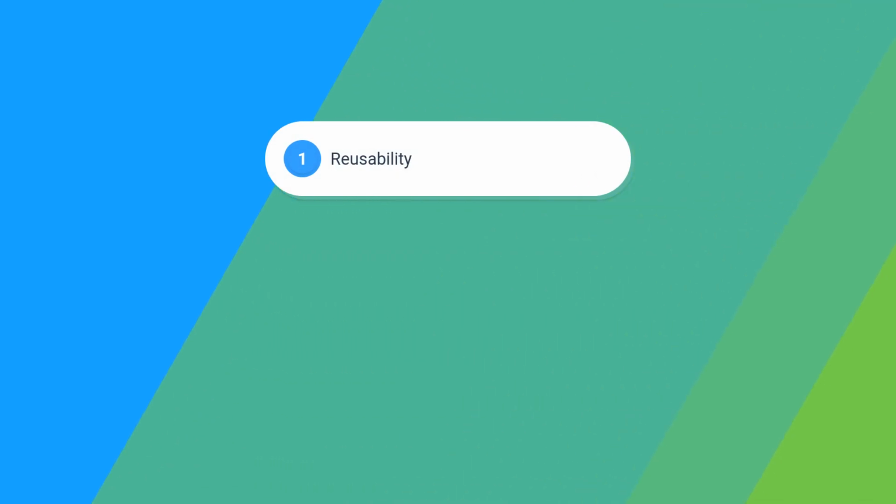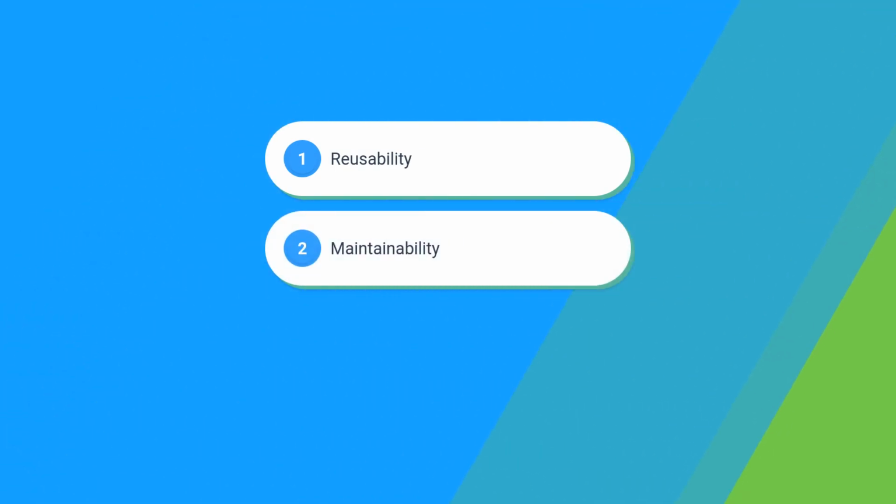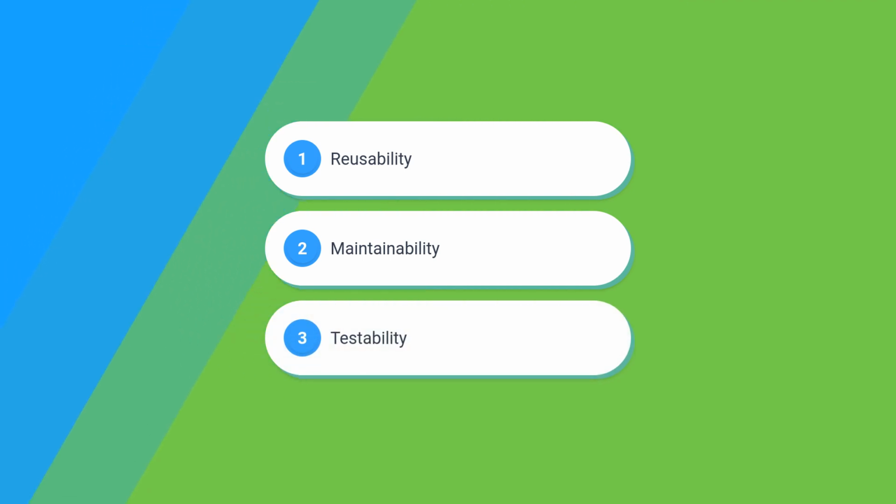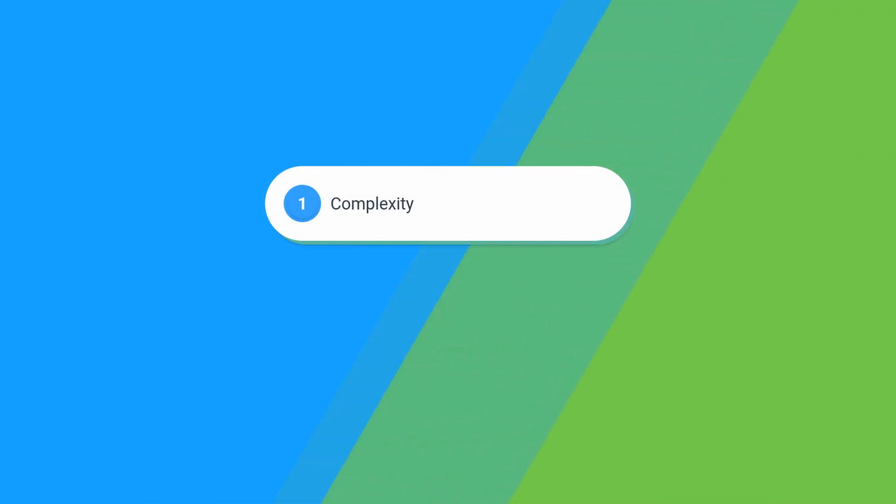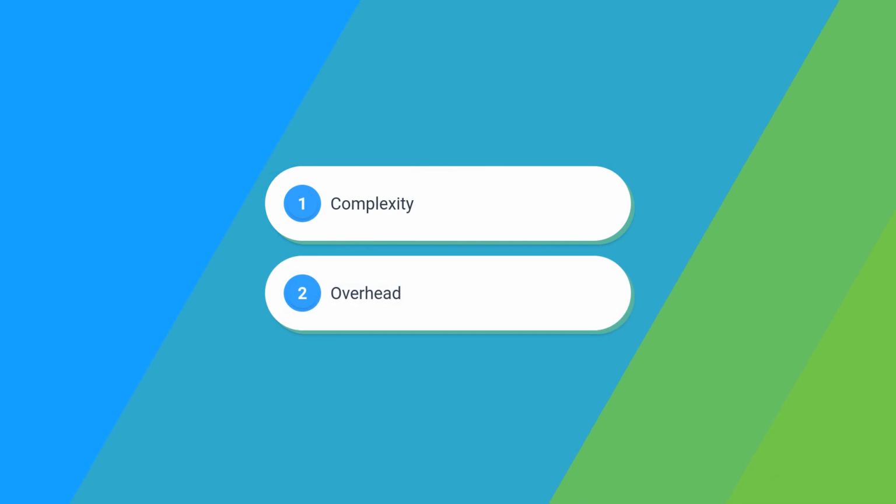What are the pros and cons of using a component-based architecture in front-end development? Let's start with pros. Reusability. Components can be reused across different parts of the application. Maintainability. Easier to update and manage individual components. Testability. Components can be tested in isolation. And cons are complexity. Can be complex with deeply nested components. Overhead, initial setup and learning curve can be higher.